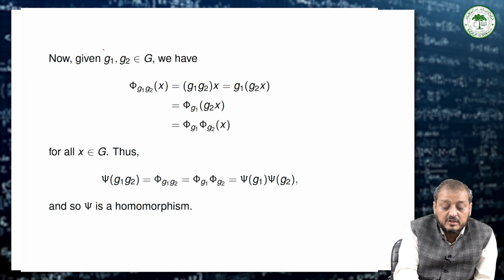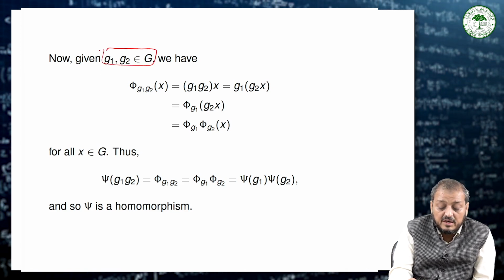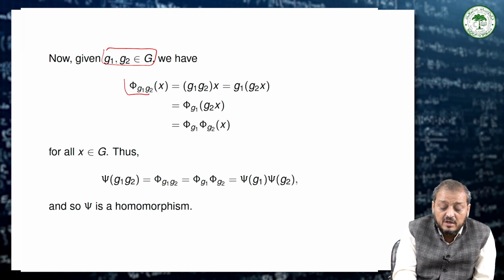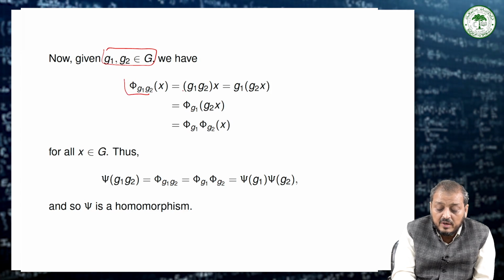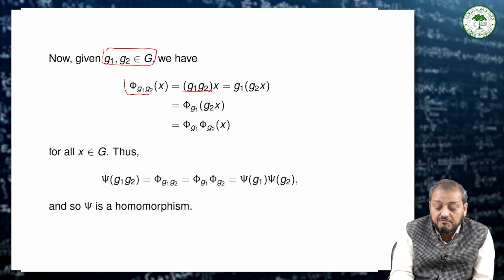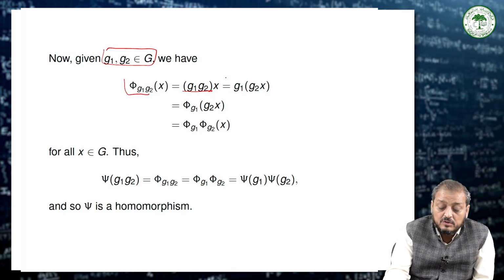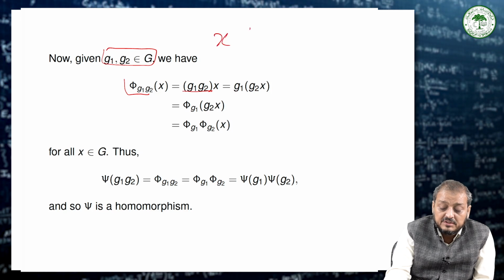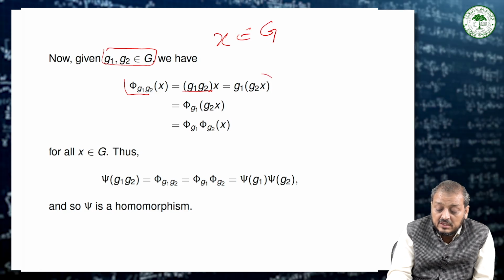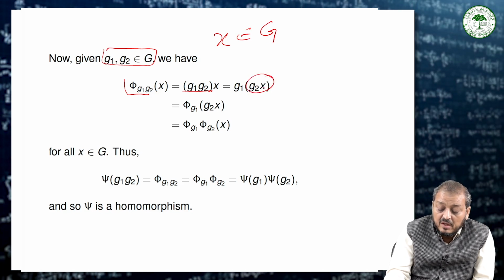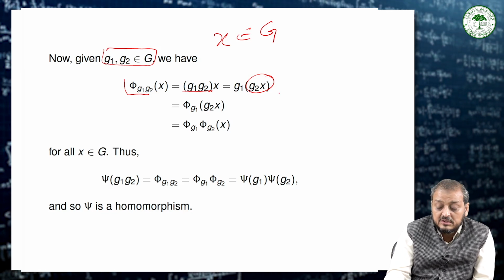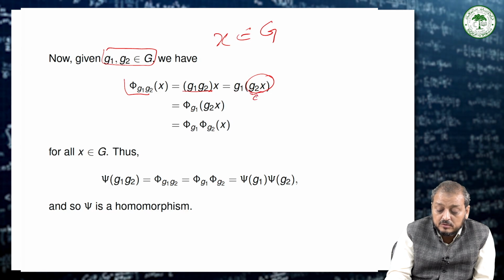So we take any g1, g2 belonging to G. Then phi of g1 g2, by the definition of phi, can be written as phi of g1 g2 over x. Because of the associativity, this can be written as phi of g1 over g2 x, because g1, g2 are elements of G, and x is also an element of G. This is nothing but some element, and g1 of something is an element belonging to G.